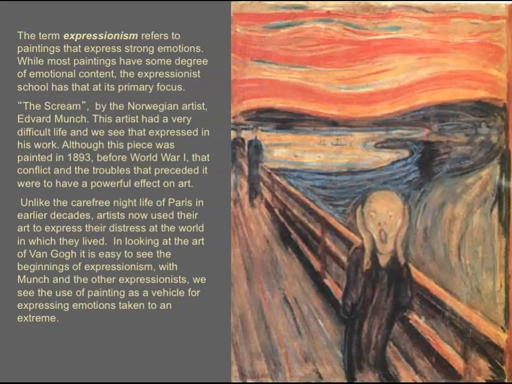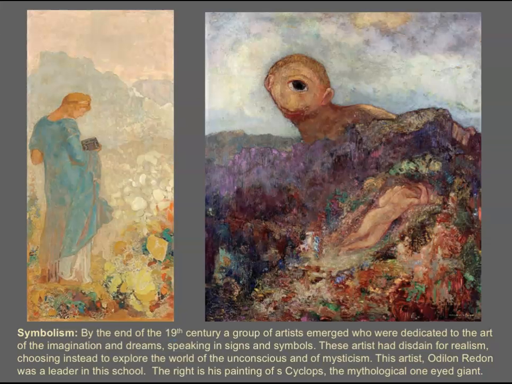Hey, let's look at a cyclops. All right, here we have symbolism. Now, by the end of the 19th century, there's another group of artists emerging. They're along the same line as the Pre-Raphaelites, really carrying on that tradition with their use of symbols, their illustration of mythology, and a sort of softness to the work itself.